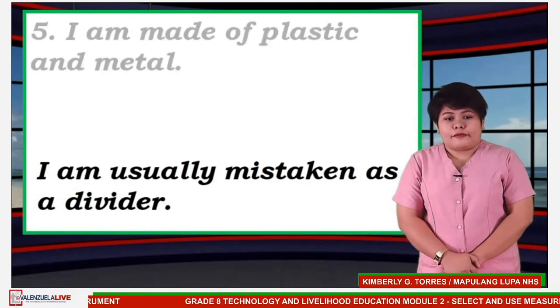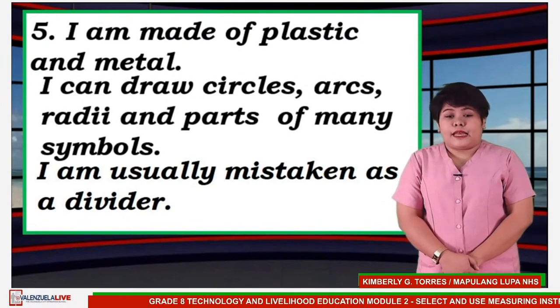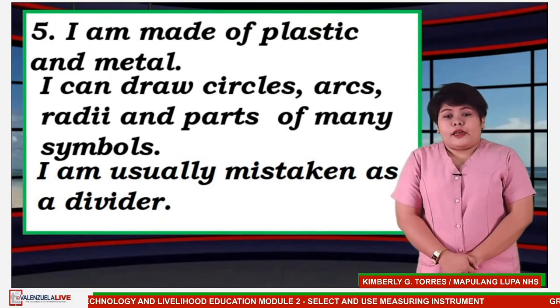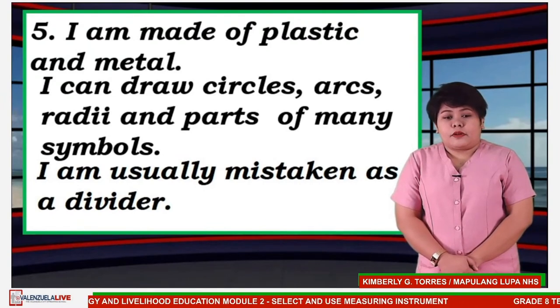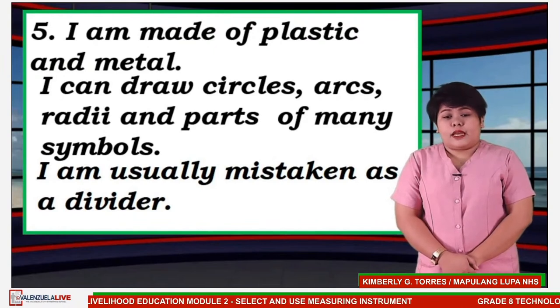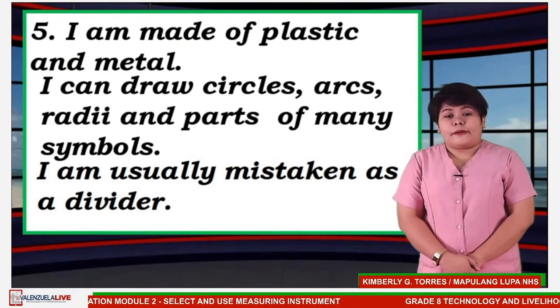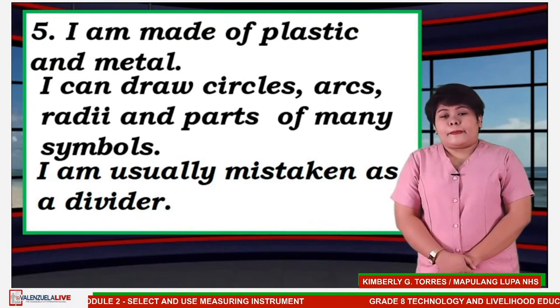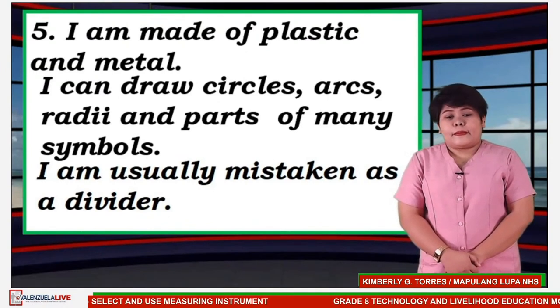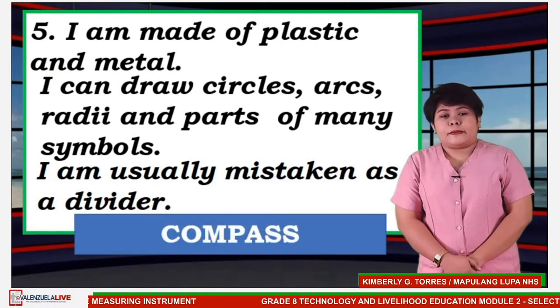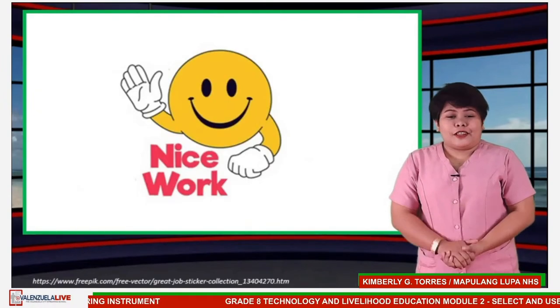Number five, I am made of plastic and metal. I can draw circles, arcs, and radii, and parts of many symbols. I am usually mistaken as a divider. What am I? The answer, compass. Well done, grade 8 learners.